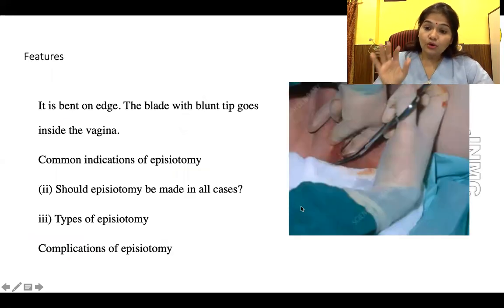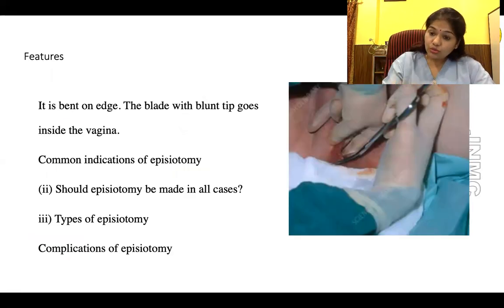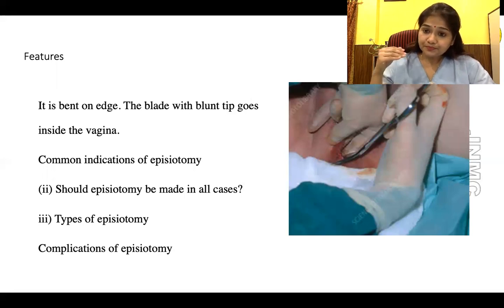So the viva can go on anatomy of the perineum also, the layers of episiotomy also, how it is sutured, what are the immediate complications, late complications and delayed complications of episiotomy. Do you give episiotomy in all patients? All these questions could be asked to you, right?